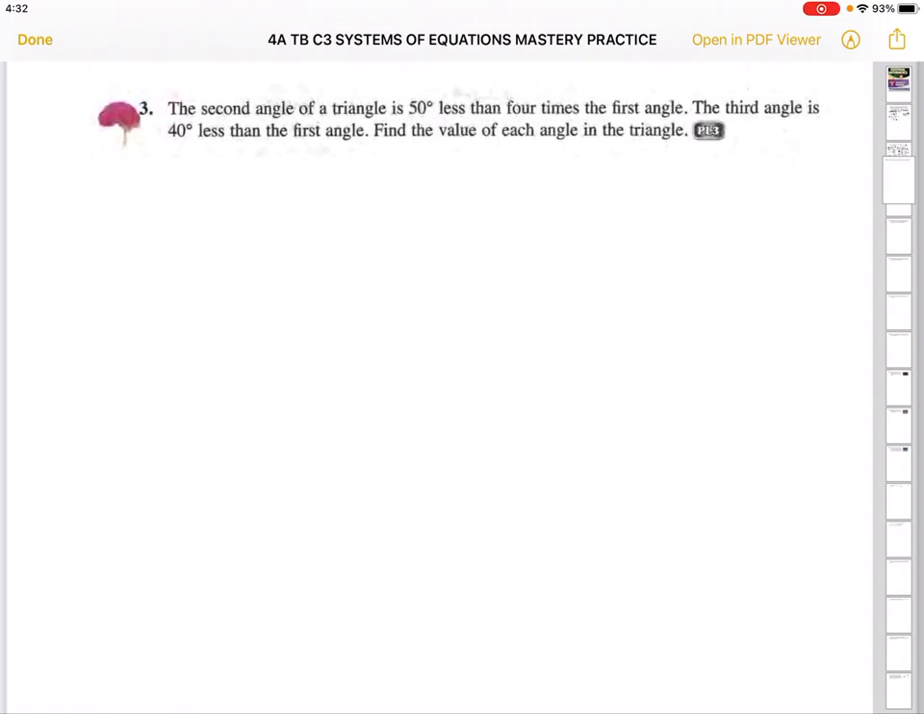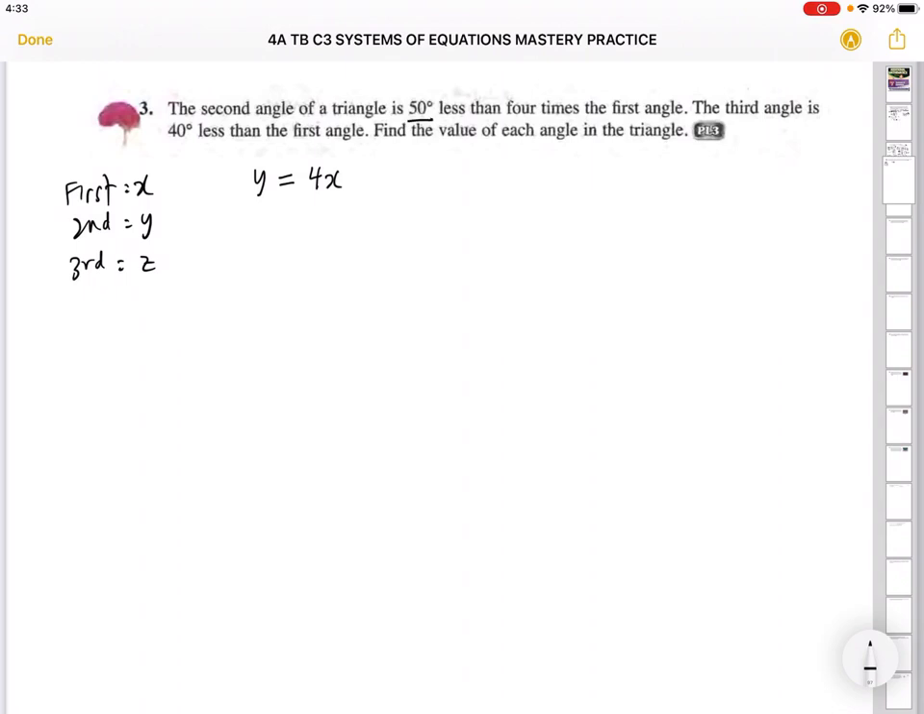All right, the second angle of a triangle is 50 degrees less than 4 times the first angle. Of course you have to think, first angle is x, second angle I'm going to call it y, third angle I'm going to call it z. The second angle of a triangle is y. When I write equals, let's think equals first. Second angle of a triangle equals 4 times the first angle. Okay, this is equal. But if it's 50 degrees less than, whatever I get for 4x, I must minus 50.